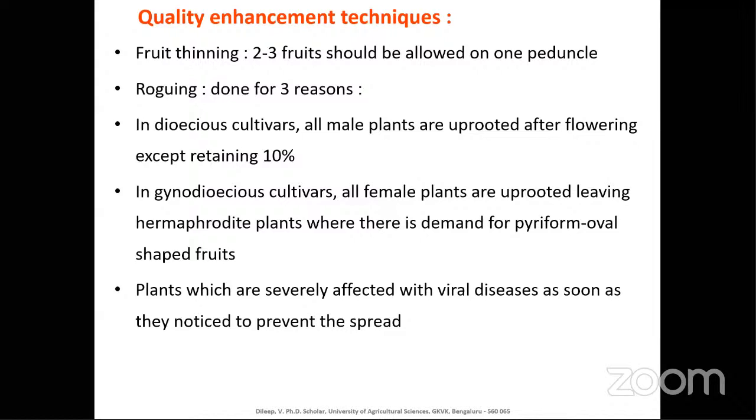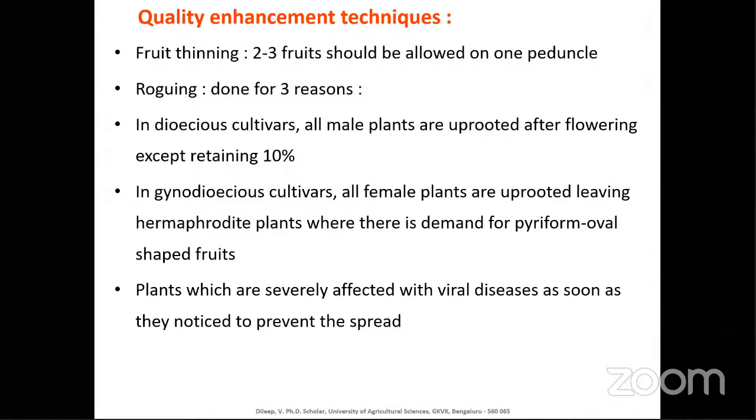In another type, in gynodioecious cultivars, you know that gynodioecious means female and also hermaphrodite. The female sets fruit, and the hermaphrodites also set fruit. In that condition, the ratio in a gynodioecious variety is one female to two hermaphrodite. So in that condition, the female plants are removed, and only the hermaphrodite plants are retained.